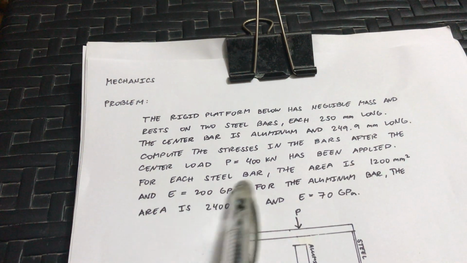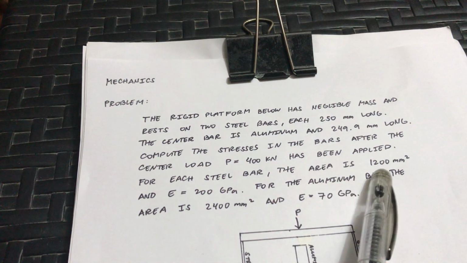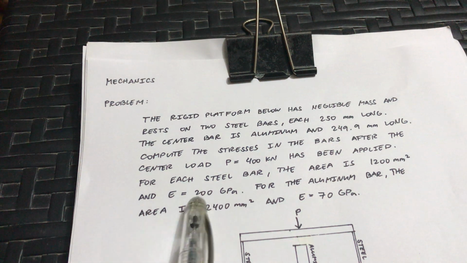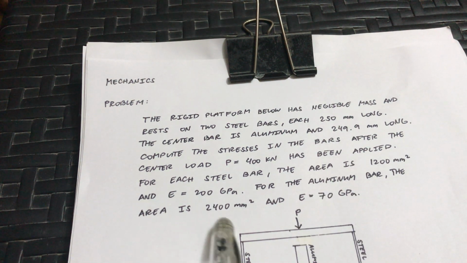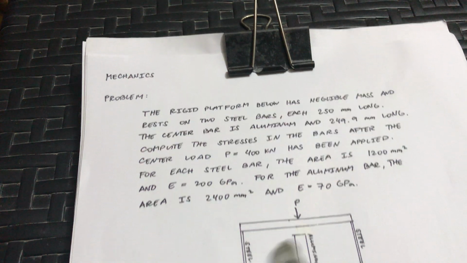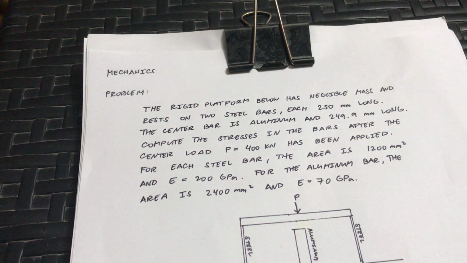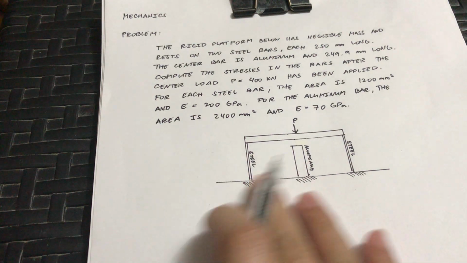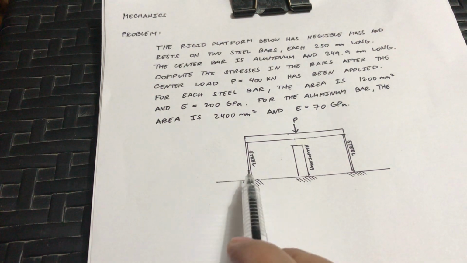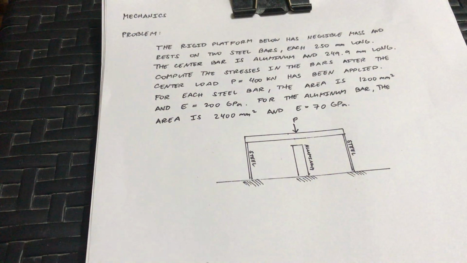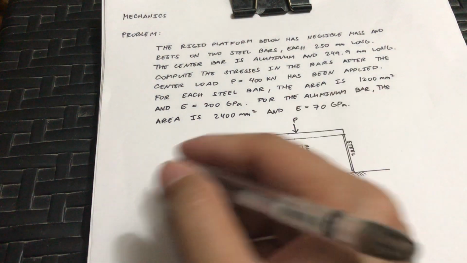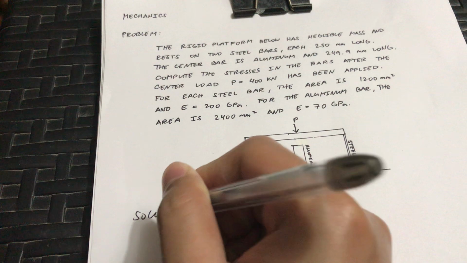For each steel bar, the area is 1200 mm squared and E is 200 GPa. For the aluminum bar, the area is 2400 mm squared and E is 70 GPa. Okay, so we have here the layout of the problem. The steel, and the aluminum at the center. Then we have the P. Okay. Now, let's try and solve.